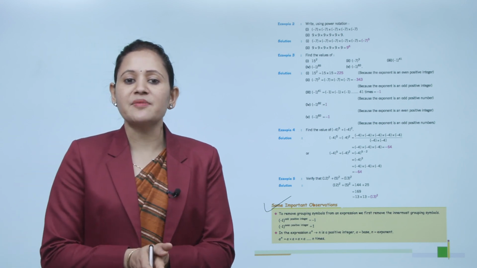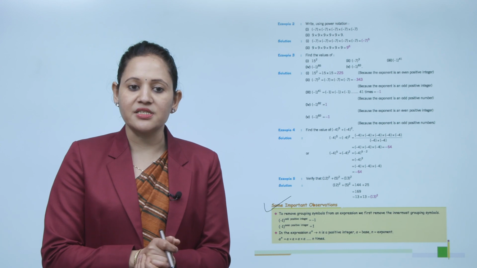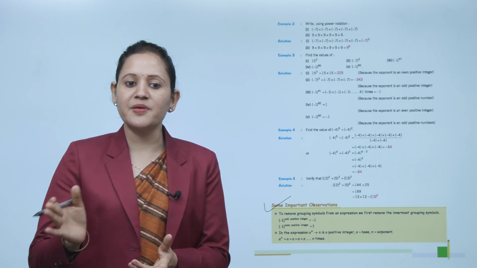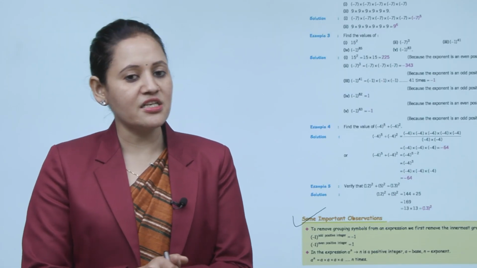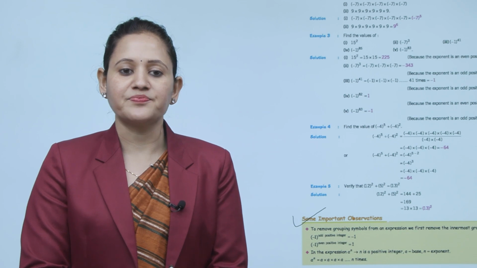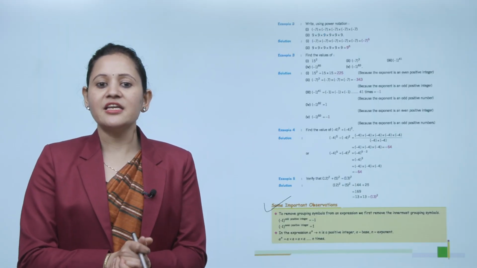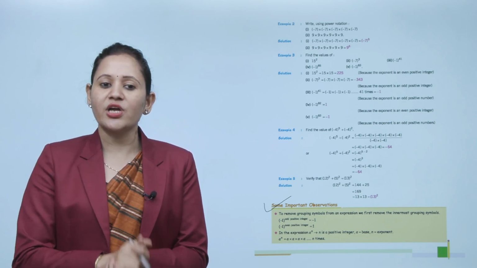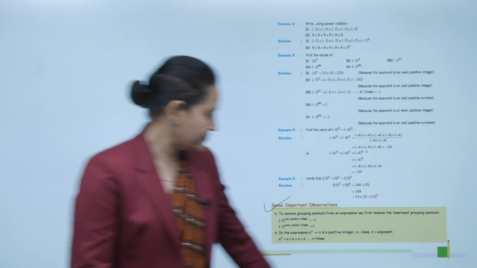Next are some important observations. To remove grouping symbols from an expression, we first remove the innermost grouping symbols. Minus 1 to power odd positive integer, so the result will be negative. Minus 1 to power even positive integer, so the result will be positive. In the expression a to power n, here n is a positive integer, a is the base and n is the exponent. So a to power n can be written as a multiplied n times.